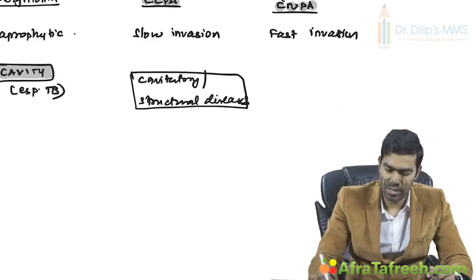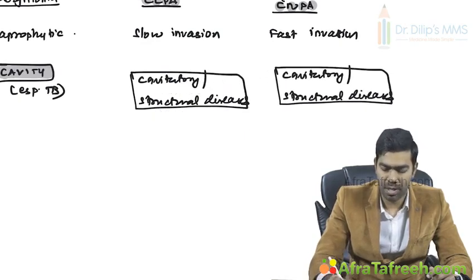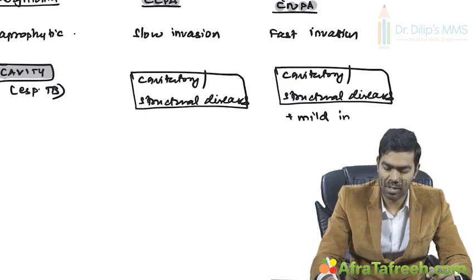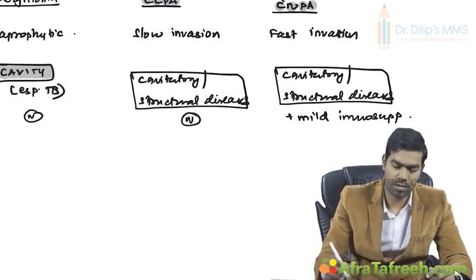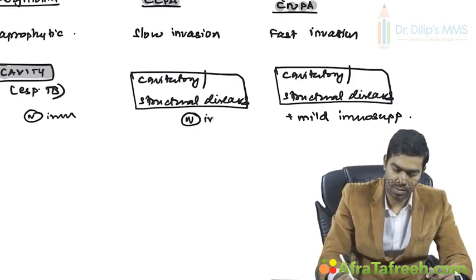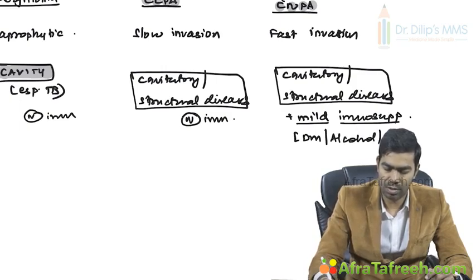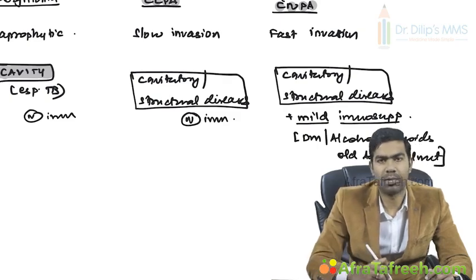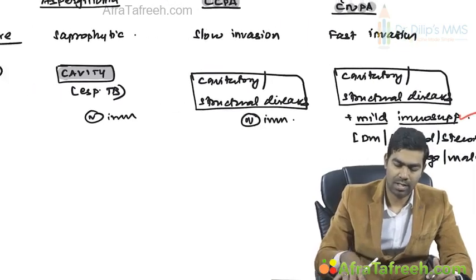Similarly, these patients also may have a cavitatory or a structural lung disease, but apart from that, they do have some evidence of mild immunosuppression. This is the major difference. But these two patients will have a normal immunity most of the time, normal immunity. But CNPA patients also have evidence of some mild immunosuppression like diabetes, alcohol, usage of long-term steroids, old age, elderly patients, malnutrition. All these are some of the standard risk factors, and additional evidence of immunosuppression will be there. The mild immunosuppression will be there in CNPA.